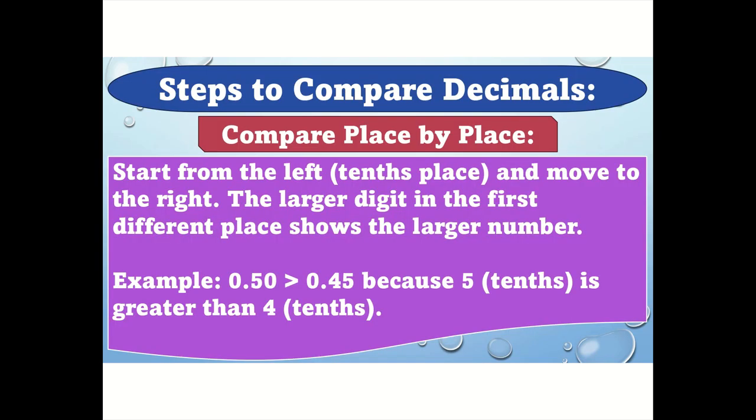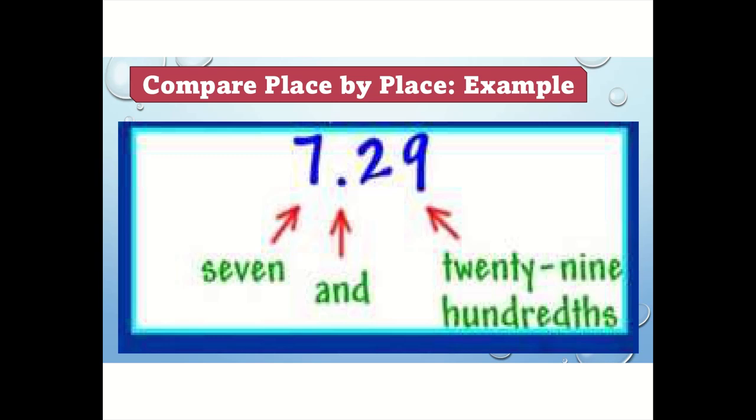Steps to compare decimals. Compare place by place. Start from the left, tenths place, and move to the right. The larger digit in the first different place shows the larger number. Example, 0.50 is greater than 0.45 because 5 tenths is greater than 4 tenths. Compare place by place.